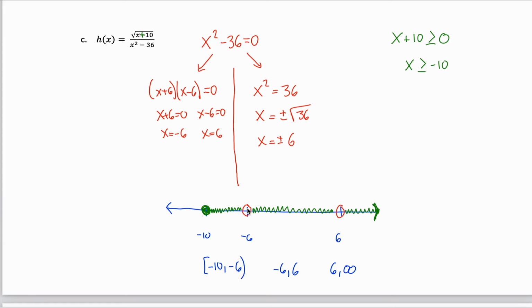I don't want to include negative 6 nor positive 6, so I got parentheses on both sides. I don't want to include positive 6, and I never include infinities, so I got parentheses on both sides. Got these three different intervals. I join them together with U's for the union symbol, and I have my answer to the question that's about as hard as I can make these questions, the domain of this function h.